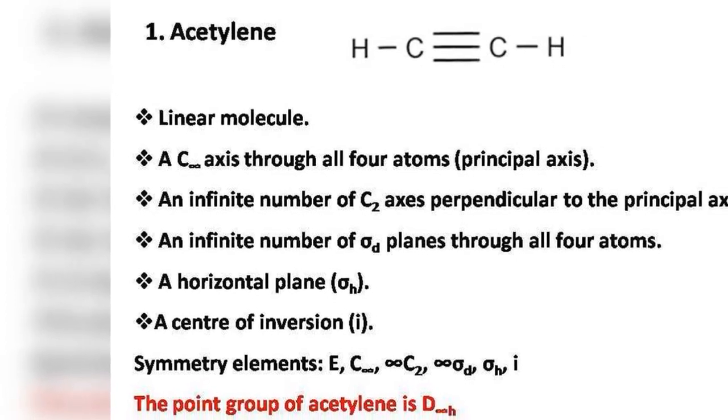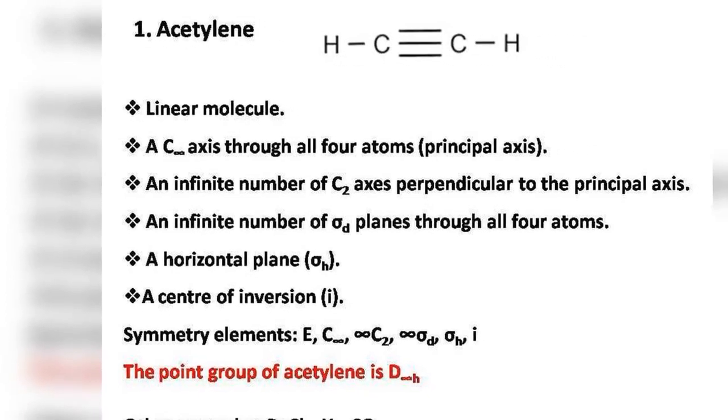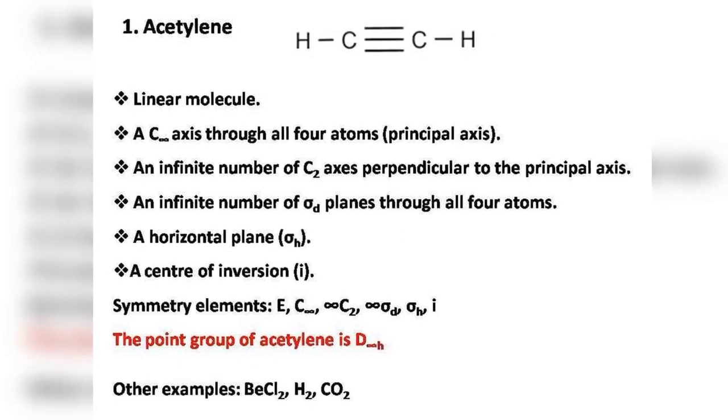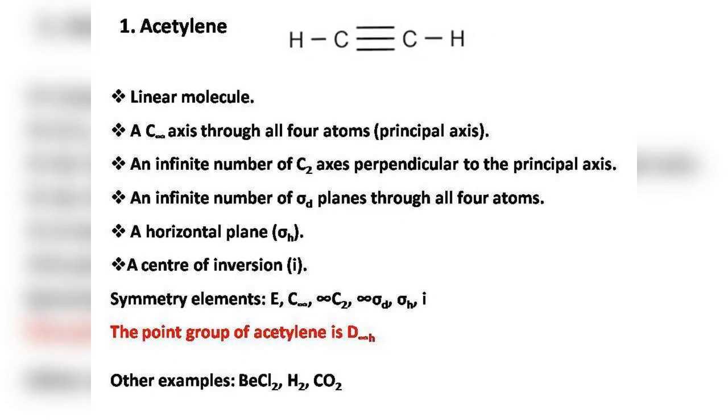It is given. Then what are the symmetry elements? A C∞ axis passing through all the four atoms. This is the principal axis. An infinite number of C2 axes perpendicular to the principal axis. An infinite number of σd planes passing through all the four atoms. A horizontal plane, that is σh, and a center of inversion i. Therefore, the symmetry elements are E, C∞, ∞C2, ∞σd, σh, i.